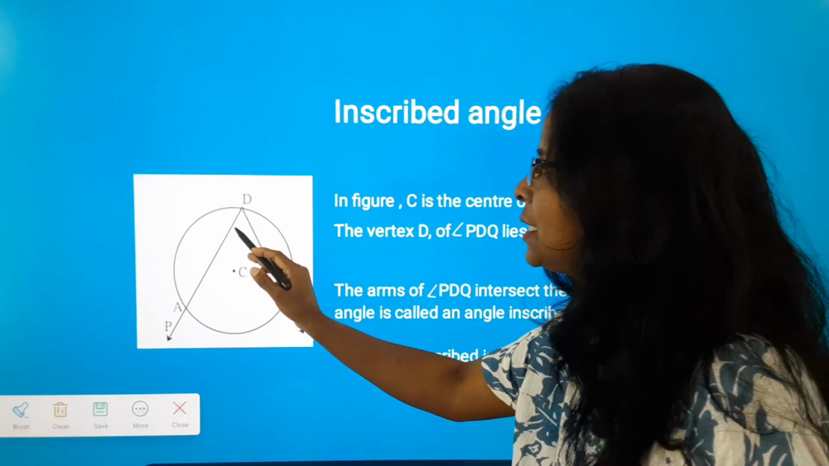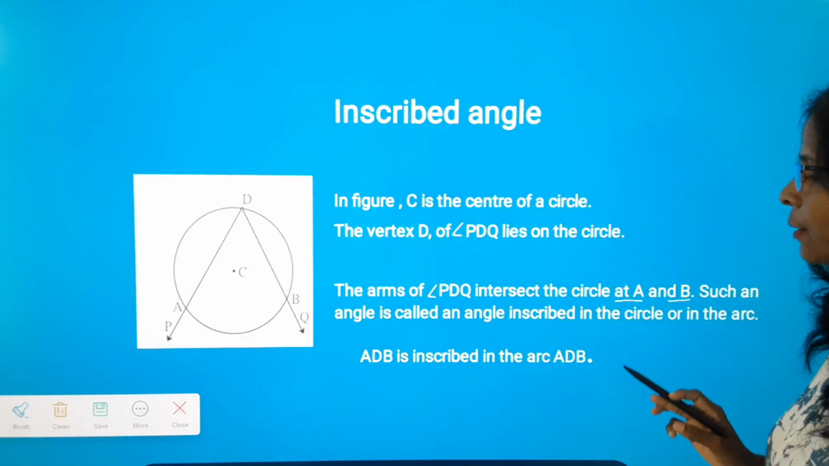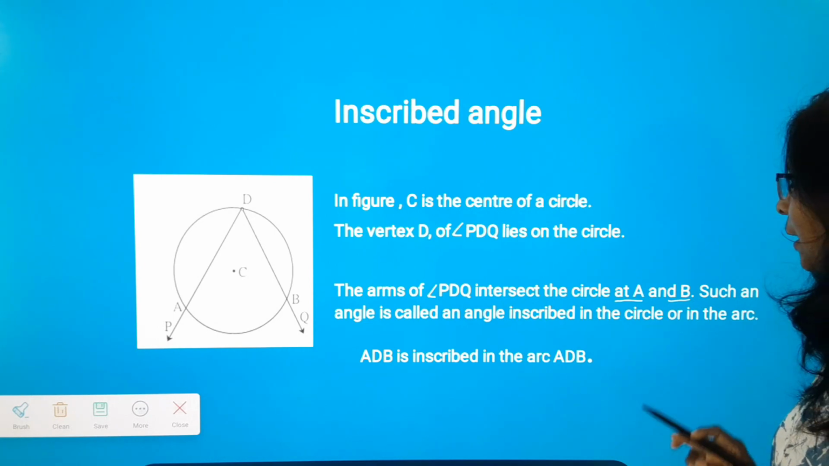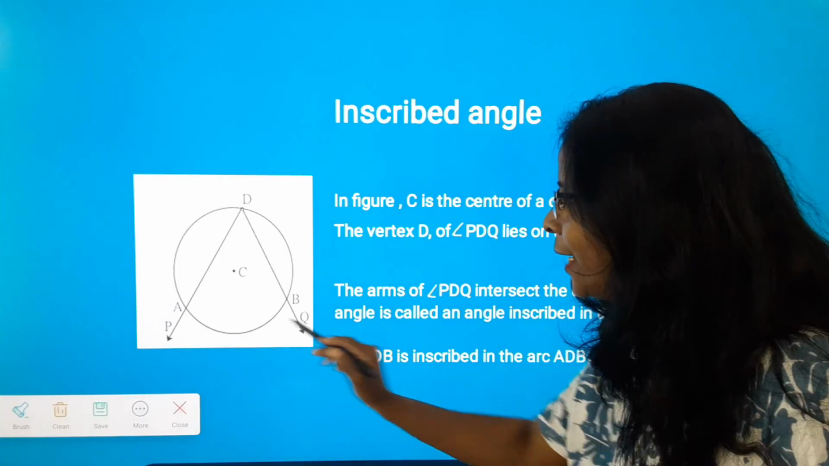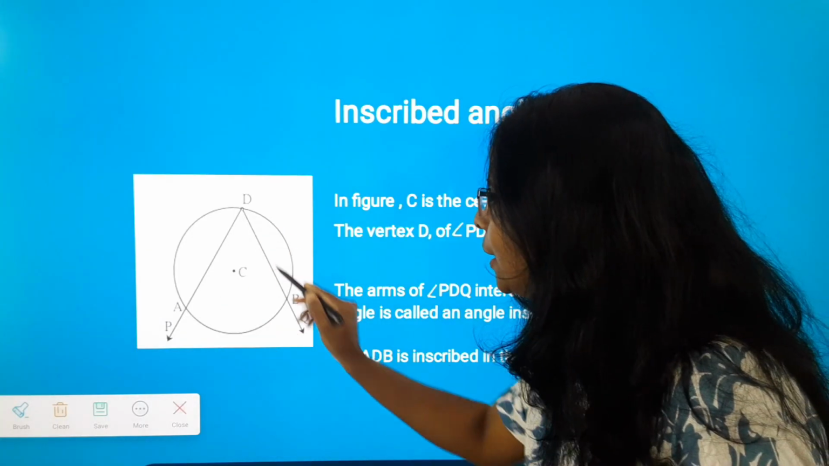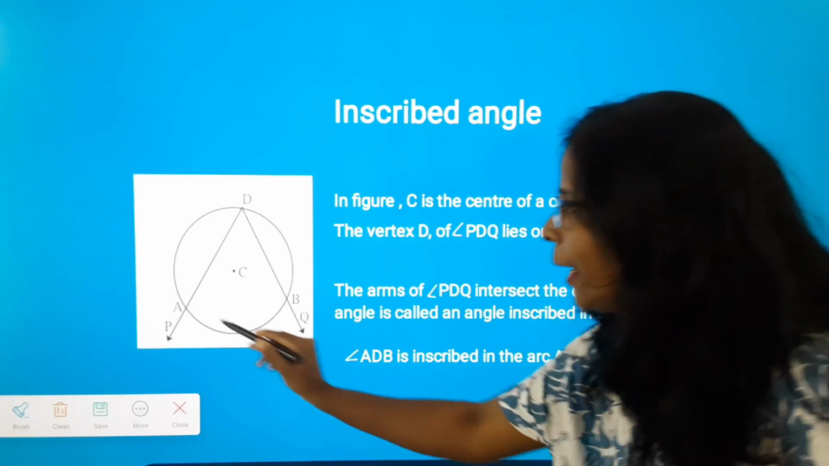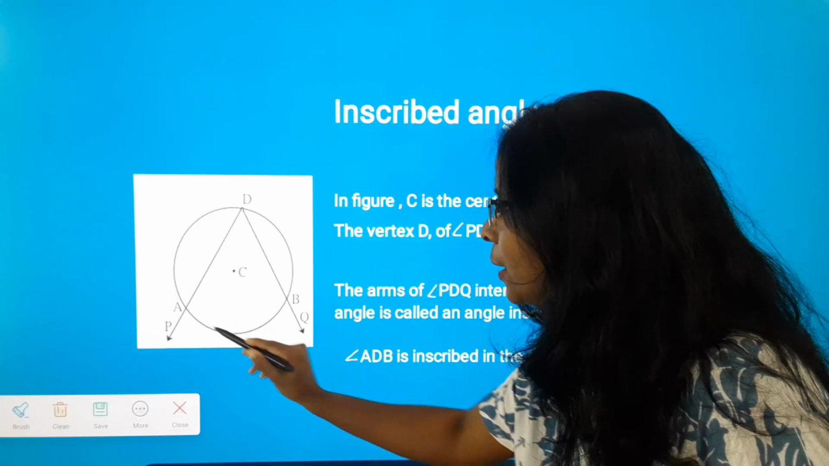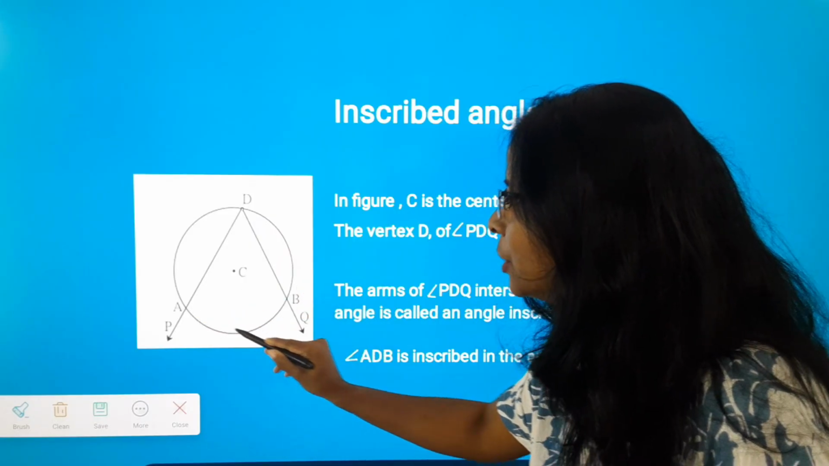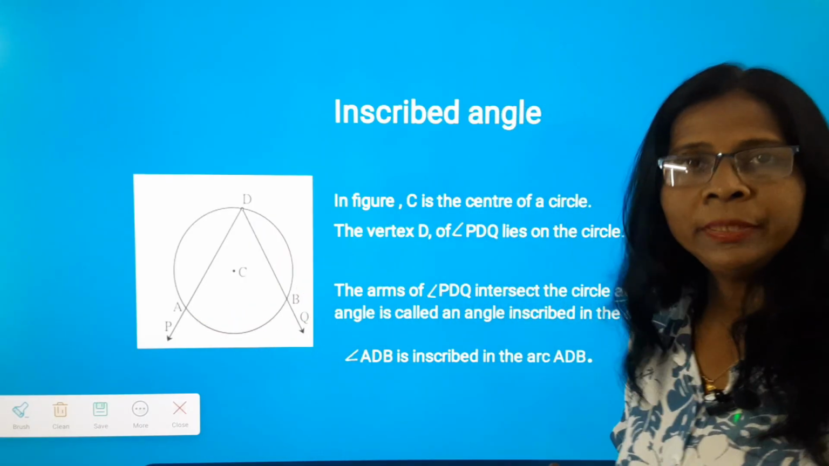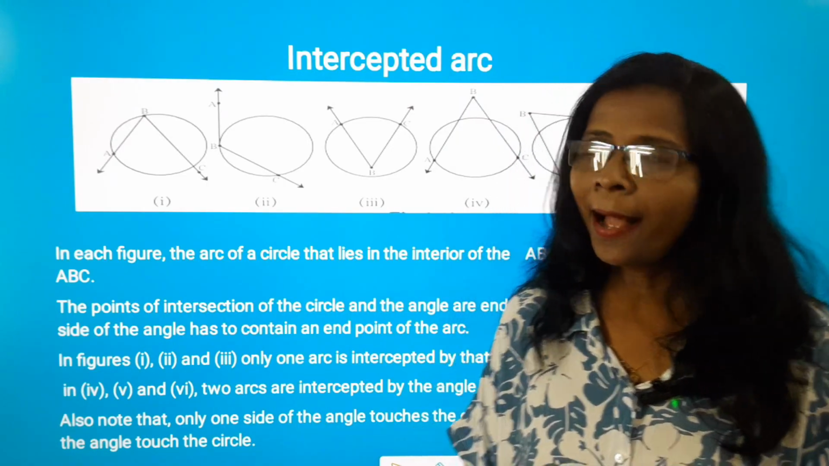Okay, so this angle is called the inscribed angle in the arc. That means angle ADB is inscribed in the arc AB. See the next topic, students, that is the intercepted arc.